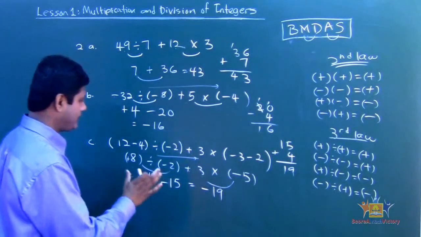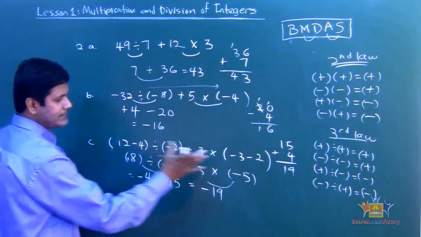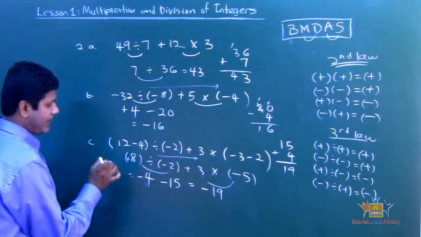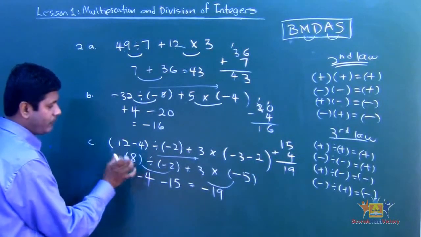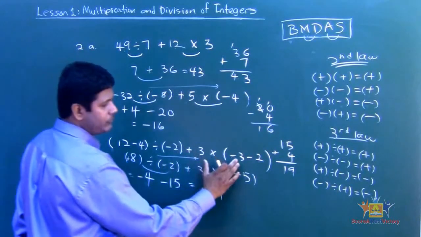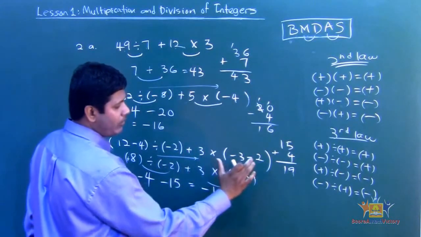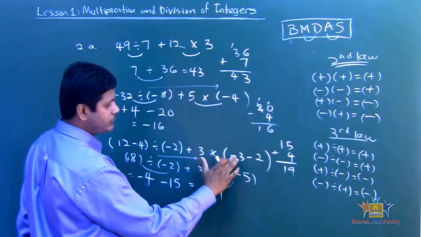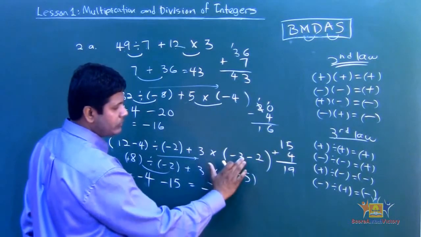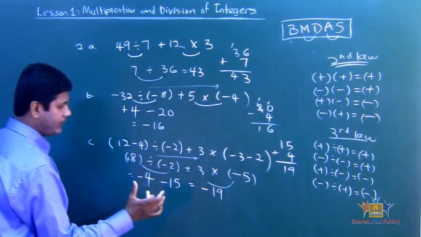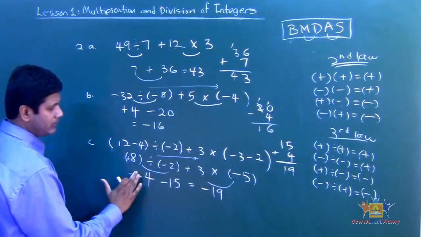Alright? Let's review. We did everything inside the bracket. 12 minus 4 is 8. Negative 3 minus 2, in other words, I owe more. Am I right? So I owe more. So that means still going to owe. 3 plus 2 is 5. Okay? So then I rewrote everything back.